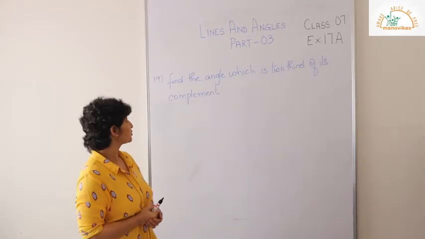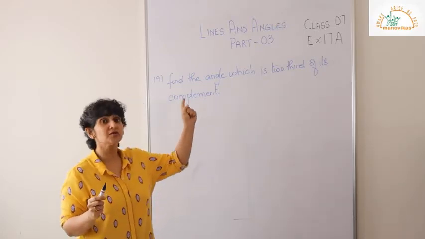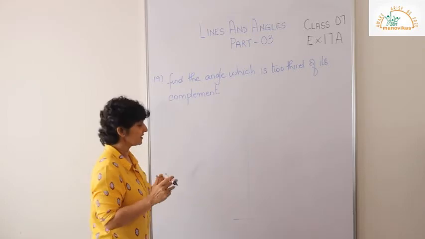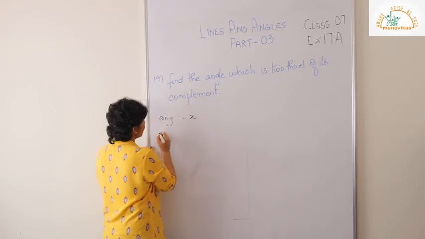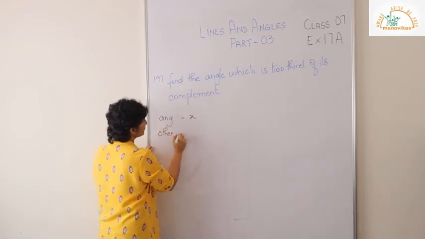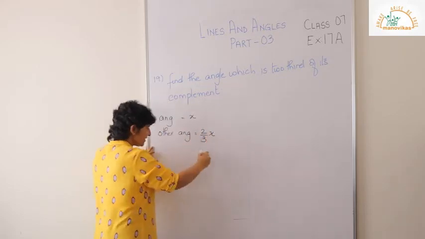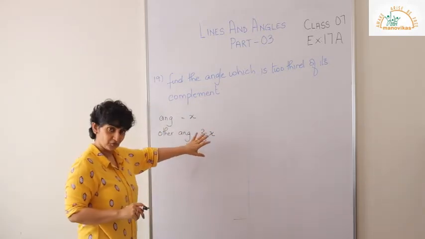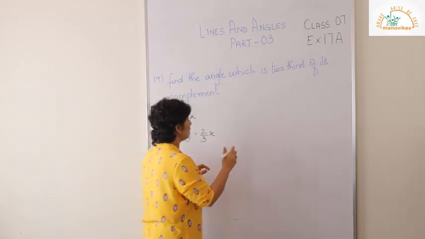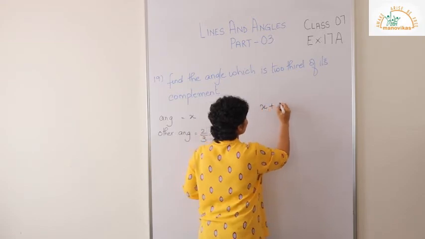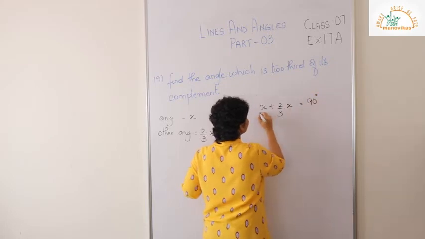Children, let's read question 19. Find the angle which is 2/3 of its complement. So if one angle of yours is equal to x, the other angle is 2/3 of x. You need to find out this angle. But to find this, I need to know this. And this is a complementary angle. So you know x plus 2 upon 3x is equal to 90 degrees.